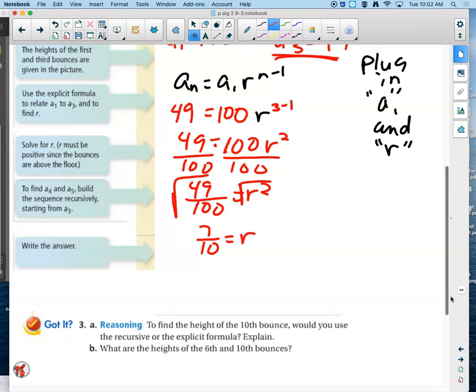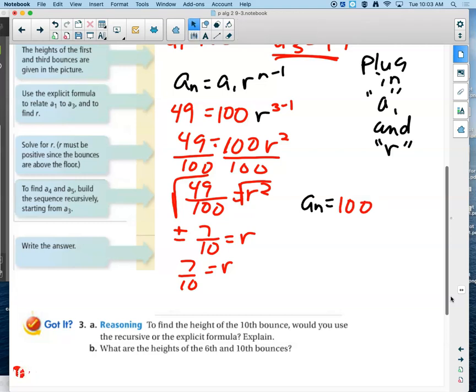Now, normally, if we take the square root, we're supposed to put both a plus and a minus. But this ball is above the ground. It's never going to go below the ground, so it wouldn't make any sense for us to use -7/10 for this one. So our r value should be 7/10. Now we can write the formula. A sub n equals, we already knew that we had a 100. Now we know what r is. We know that r is 7/10, to the n minus 1.